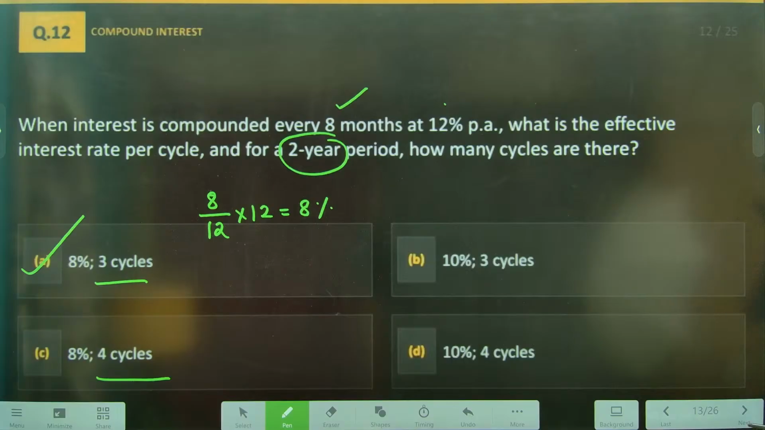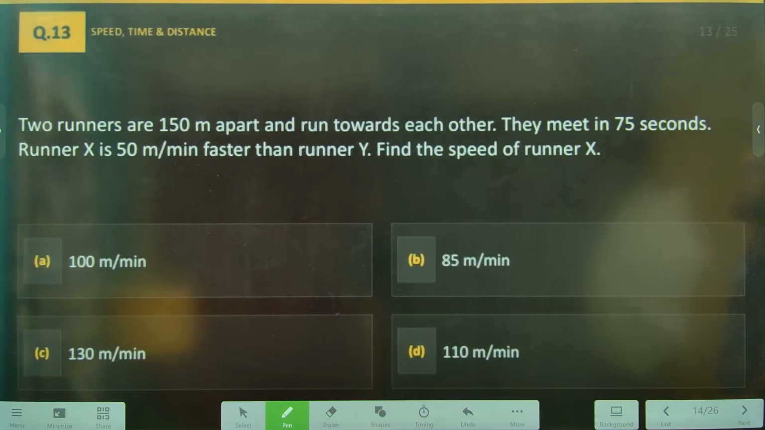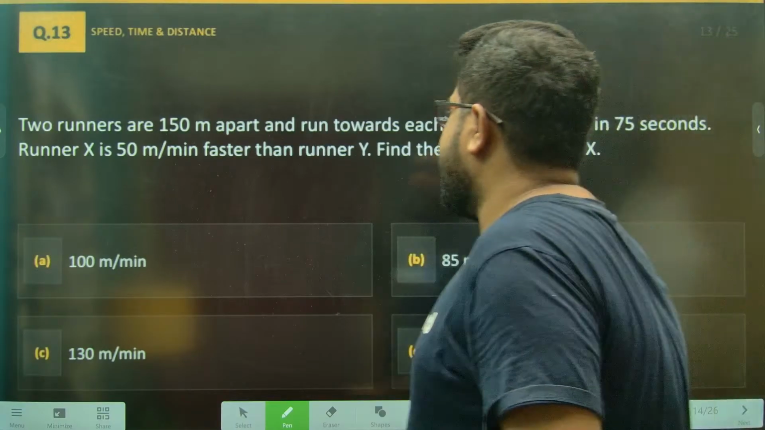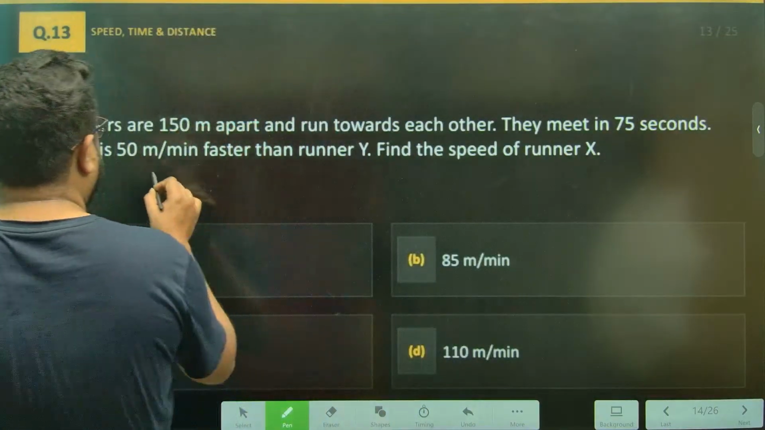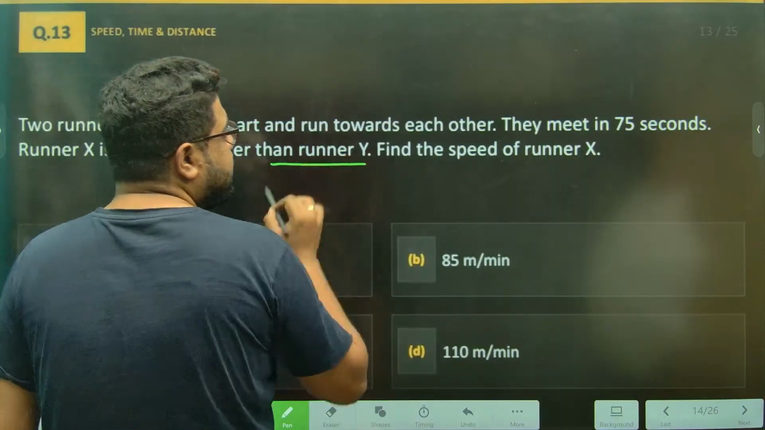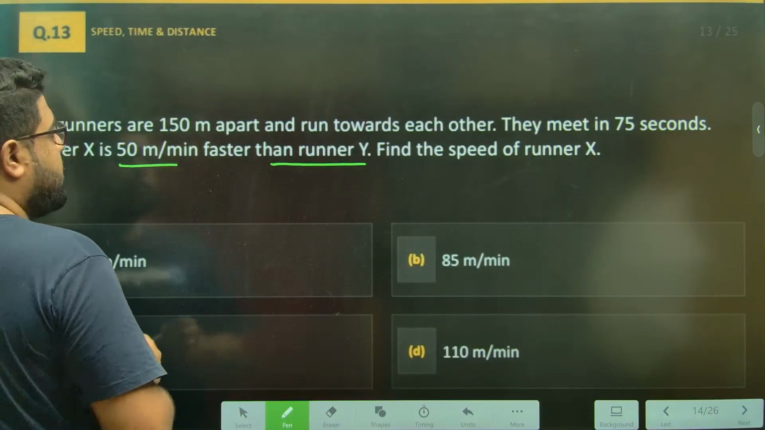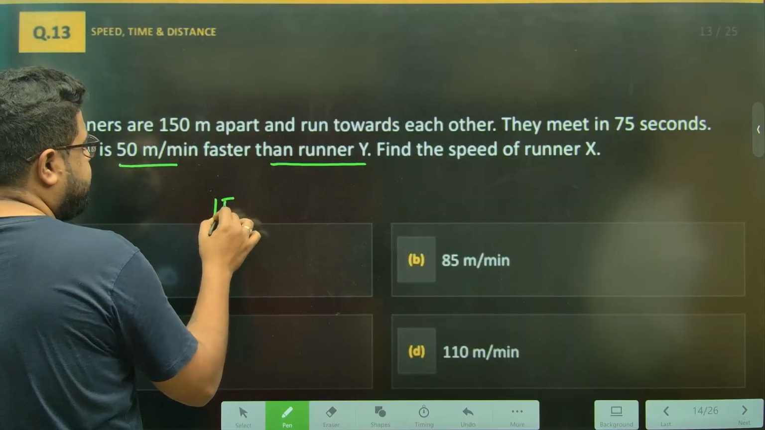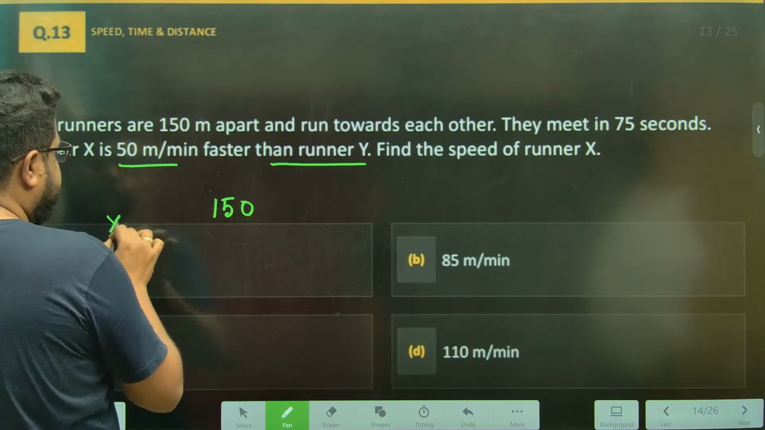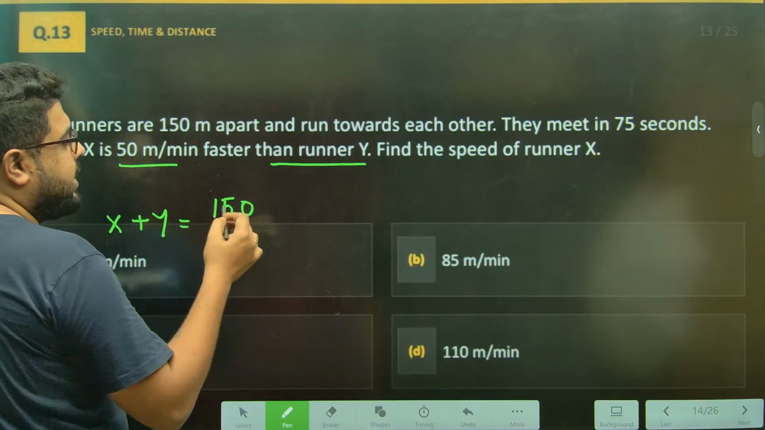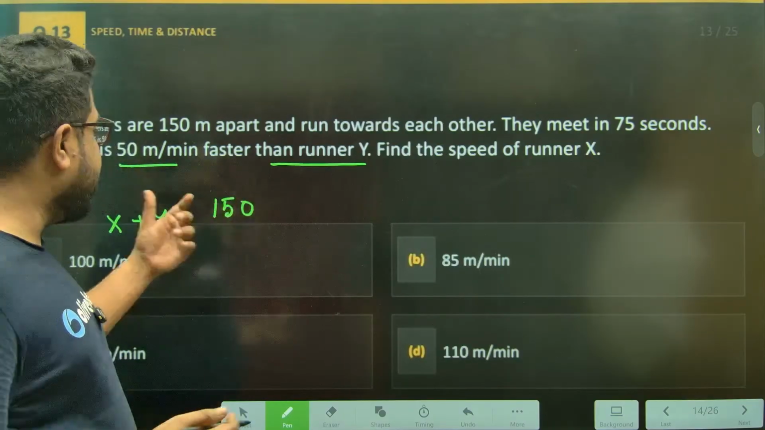Next one, please. Two runners this much apart run towards each other, meet in 75 seconds. One runner's speed is 50 meters per minute faster than runner Y. So speed meaning X plus Y, because they are running towards each other, so relative speed will be plus.